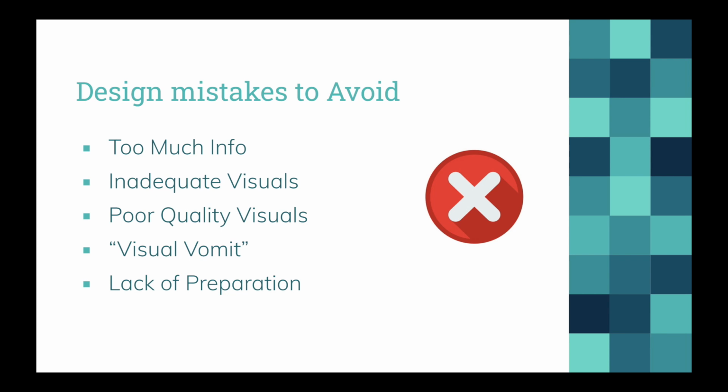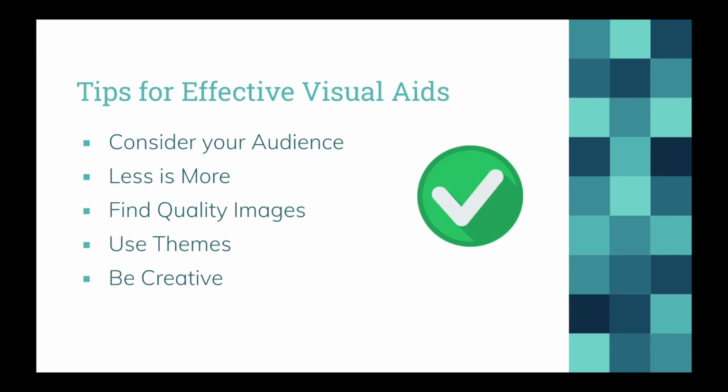Another design mistake is visual vomit. You don't want to have too much going on the screen at once. It is good to have some white space. You do not want text and images covering your entire visual aid. And also, lack of preparation is a design mistake to avoid. You want to make sure that all of your slides are prepared beforehand. You don't want to get to a slide in your speech and be like, "Oops, I forgot to finish that one." Now that we've discussed some mistakes to avoid, let's talk about tips for effective visual aids.